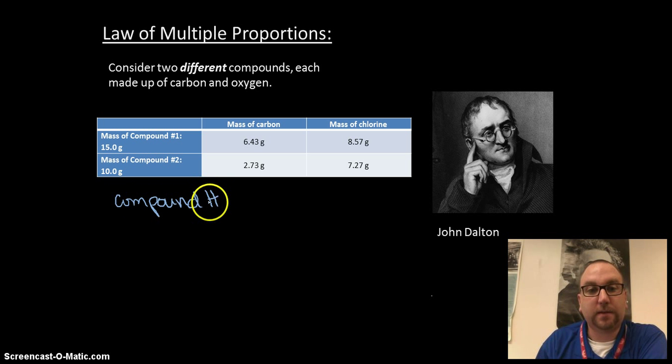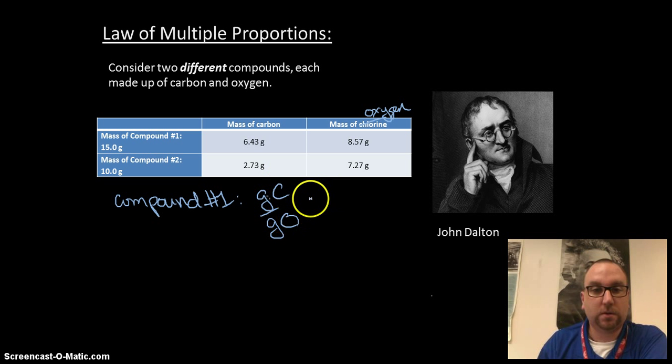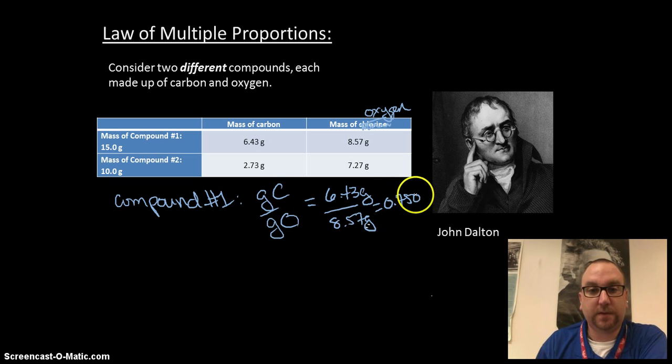and this time we'll take the mass ratio of, sorry, I just realized this says chlorine, it should be oxygen. Sorry, guys. So we're going to take the mass ratio of carbon to oxygen, so grams of carbon divided by grams of oxygen. And that will be 6.43 grams divided by 8.57 grams, and so this will be 0.750.